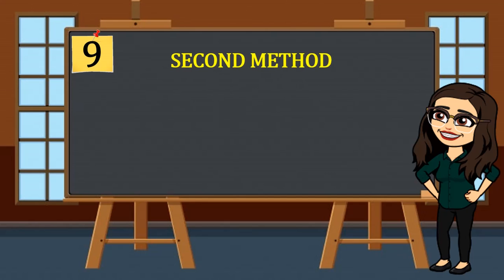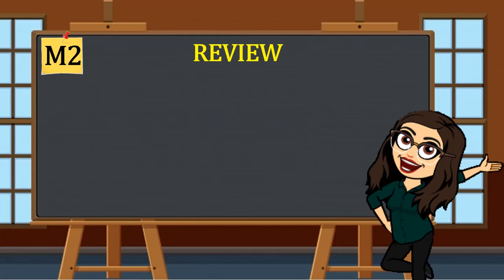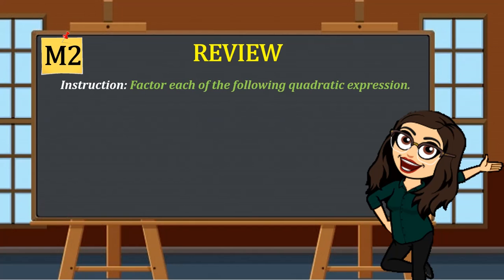The second method is factoring. So let's have first a review about factoring. So the instruction is, factor each of the following quadratic expressions. Number 1, x squared plus x. So you need to determine the common factor between the terms. So the common factor of x squared and x is x. And then divide the given expression by the common factor. So x squared divided by x is x. Then x divided by x is positive 1. And these are the factors of the first expression.